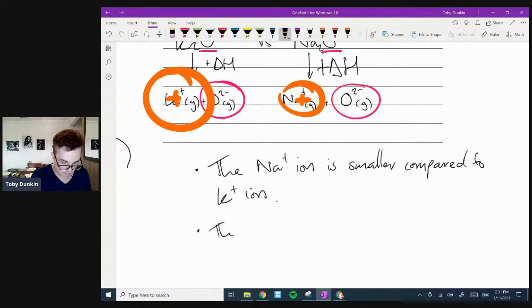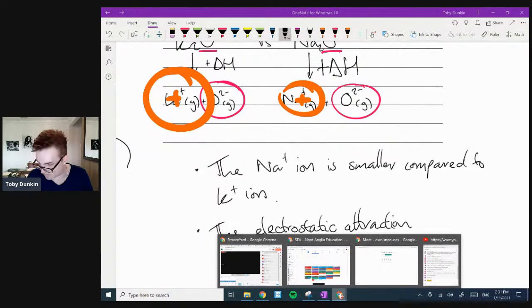Next one. The electrostatic attraction, I always worry when a message appears on my thing because it means there's probably something wrong with the sound. That's what I seem to have learned from all of this various gubbins. It's all good. Sorry, guys.